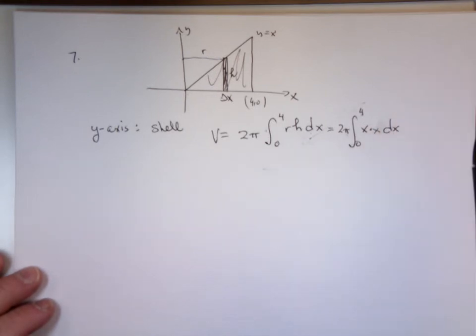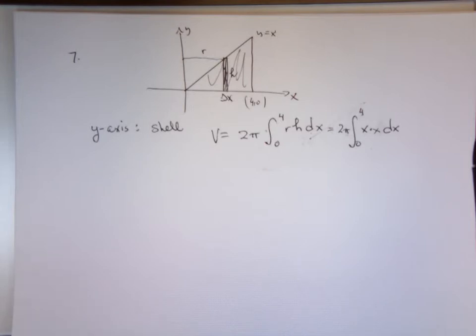Just 2 pi x squared, yeah. What would be an easy way to remember which is the r and which one is the h? Height. Well, h is always the length of the rectangle, always. That's probably the easiest way. Okay, so r is always the opposite. Yeah.